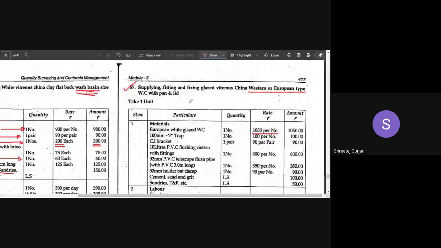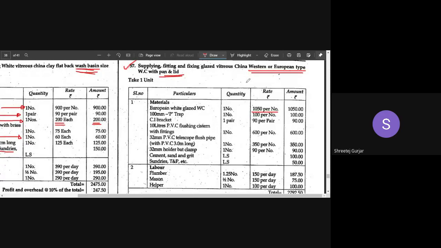Okay, now coming to one more, that is your European type or your Western type water closet, what we call, right? Western water closet with pan and lid. Okay, no problem. We have studied Indian. Now this is Western type of water closet. So the same procedure you have to follow, wherein one number of water closet is required. Then one P trap is required, and then one bracket is required to fix your water closet in place. Okay, then we require some pipes. We require a flush, right? Flushing system we require, then flush pipe and all those things, and some fixtures are also required. Okay, so make sure you consider all those things.